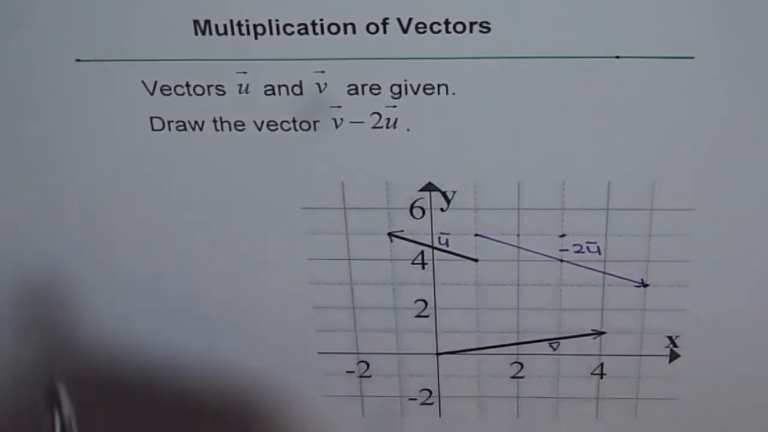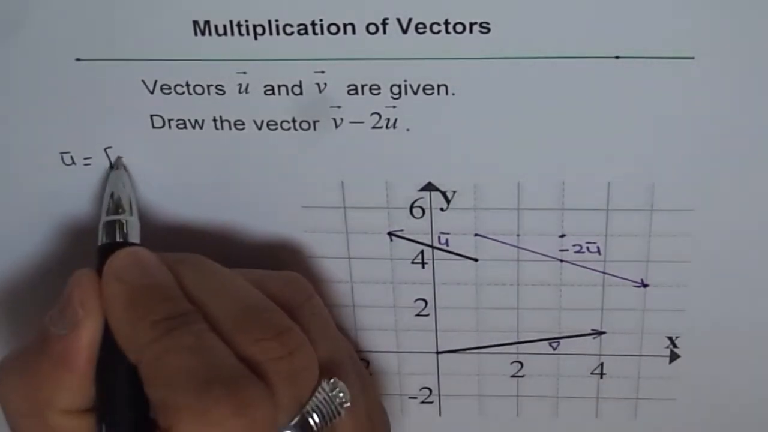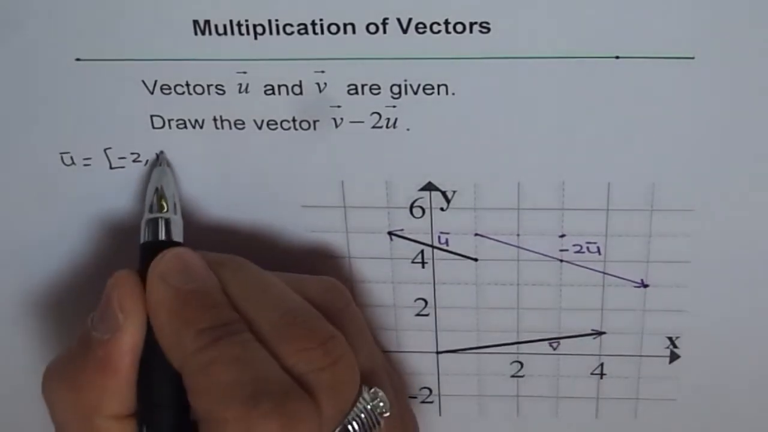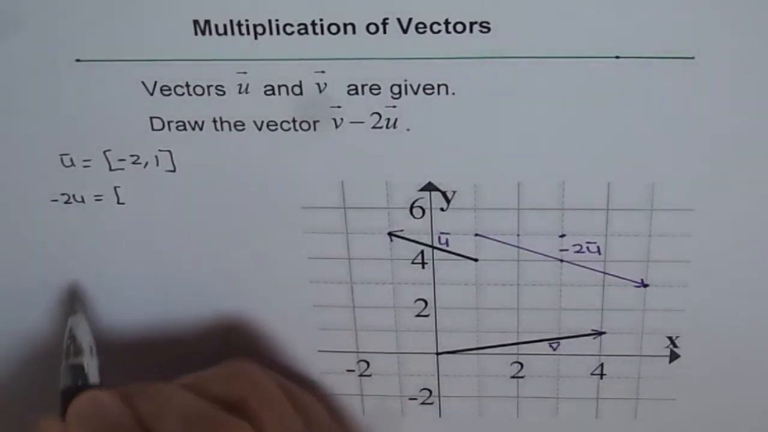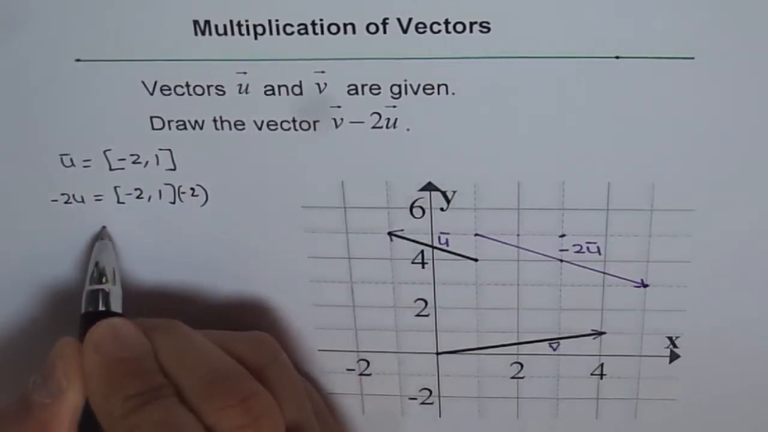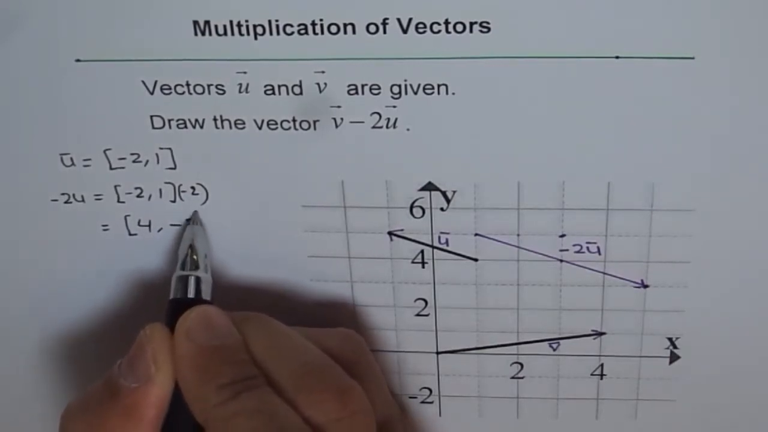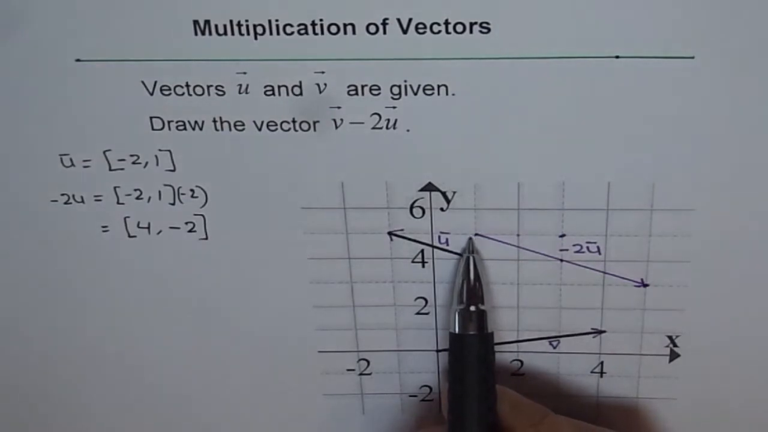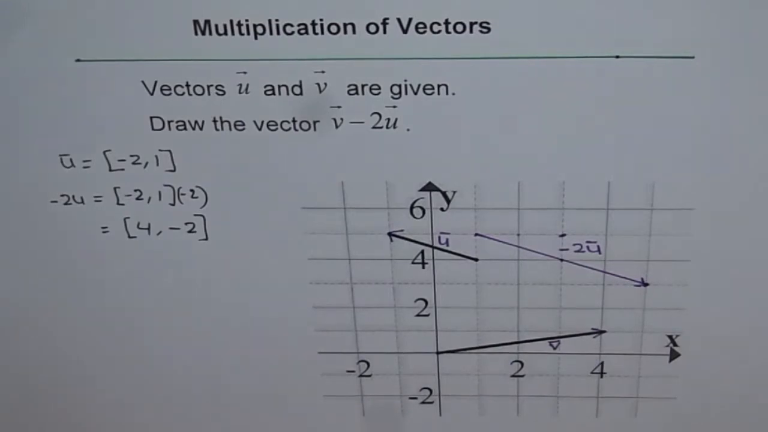Another way to do it is, let's write down what vector u is. Vector u is minus 2, 1 up. So minus 2u is going to be, we'll multiply that by minus 2. So minus 2, 1 up times minus 2, right? So that gives us 4, minus 2. So from any point, we can go 4, minus 2. 1, 2, 3, 4 and minus 2. That gives you minus 2u, correct? So that is how you can get your vector minus 2u.